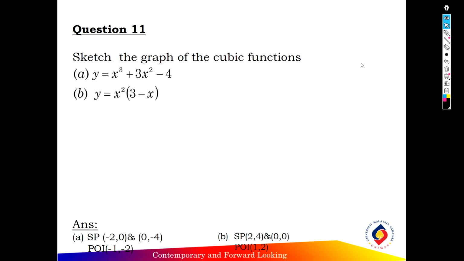Okay, question 11, sketch the graph of the cubic function y equals x cubed plus 3x squared minus 4. And question B is your homework or exercise.